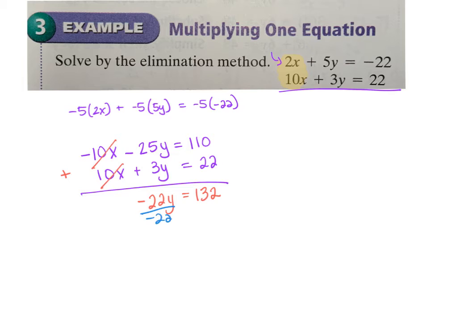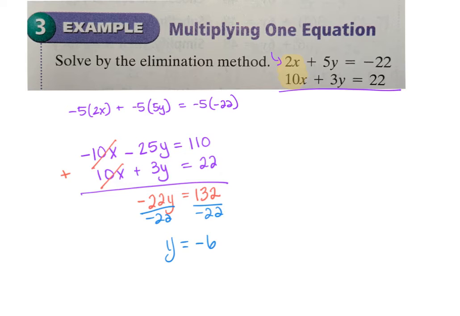So -22 actually goes into this. If you don't know it, you can actually do 11 goes into both of those, 12 over 2, and then it's going to be 6. So if you don't know that it automatically goes into it, you can reduce that until you see. You could reduce by 2, and reduce by 2 again until you finally see that it does reduce to 6. But positive 132 divided by -22 gives you y equals -6.